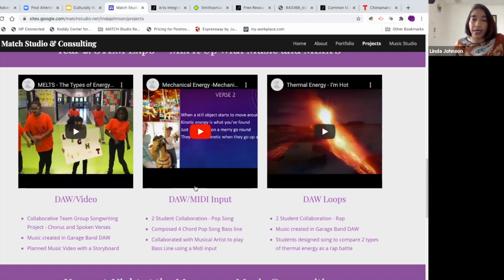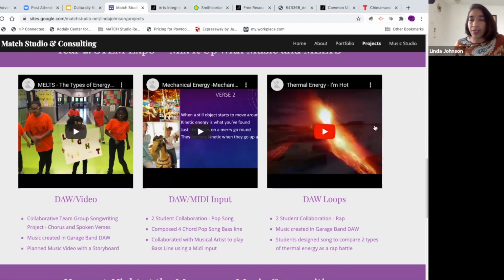And then this one, and these 2 girls followed my instructions to the T. And when I tell you this sounds like a Taylor Swift song, every time I present this song, people start singing it. So it's called Mechanical Energy.